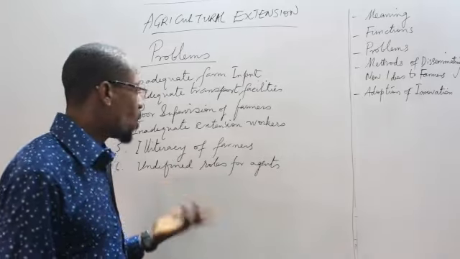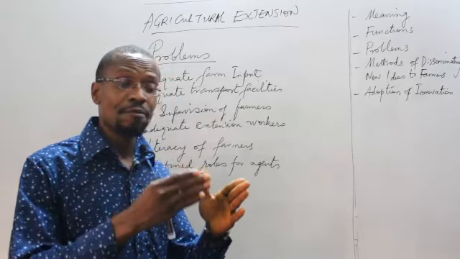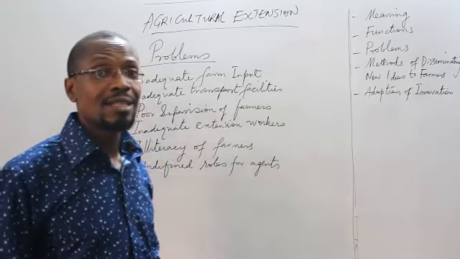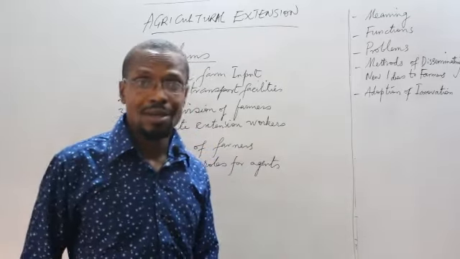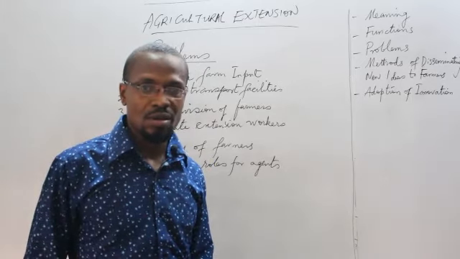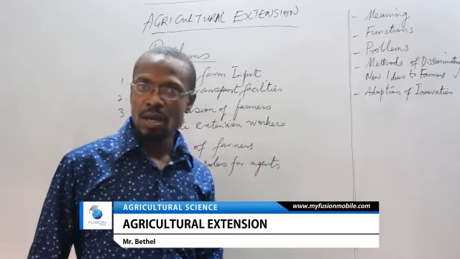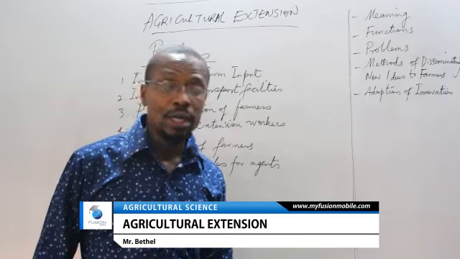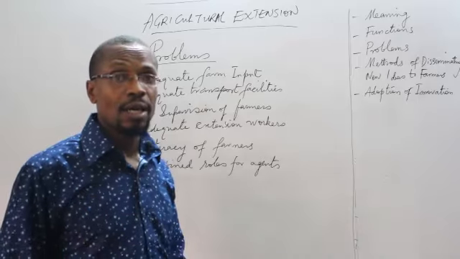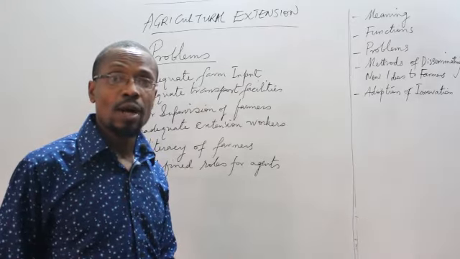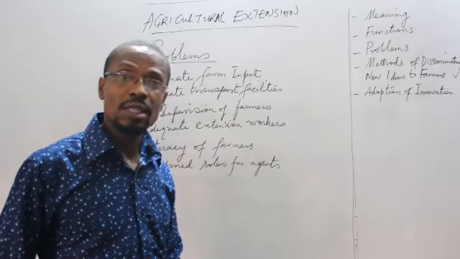So that's a challenge that the extension workers will have to deal with. Now, undefined roles of agents. A lot of the times you find that these agents don't even have their definite or specific roles. So the agent that is supposed to be advising about fertilizers, for instance, is advising about exports. You don't expect him to do so well when he's not acting in his capacity. So the roles should be properly defined, such that each extension worker knows just what to do when he gets to the farmlands or when he gets in contact with the farmers.